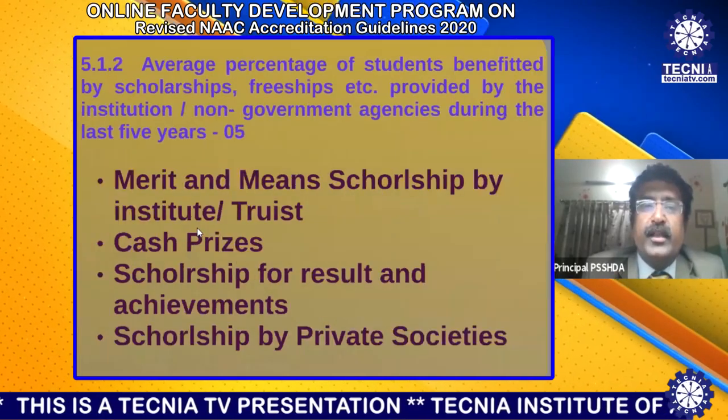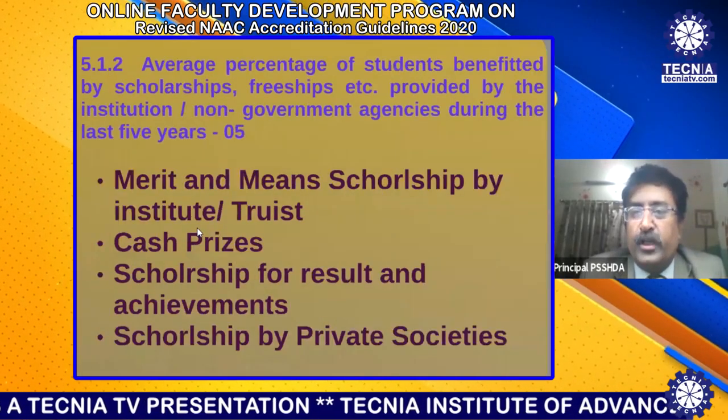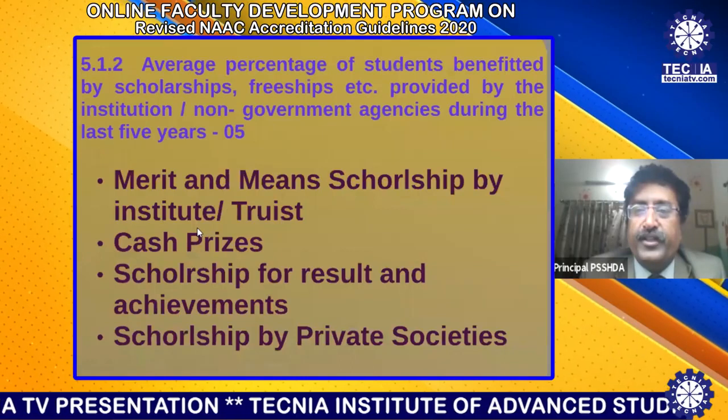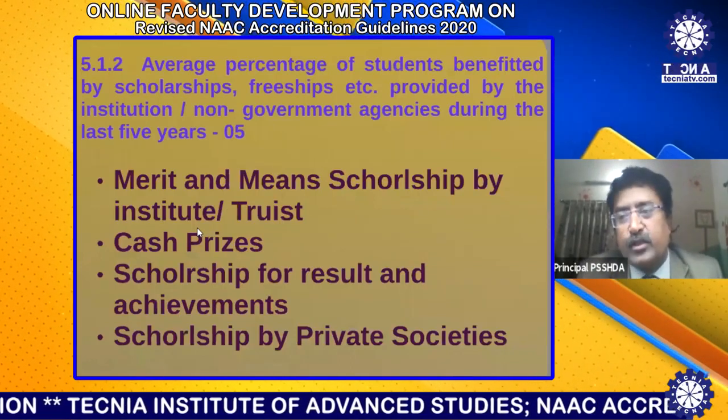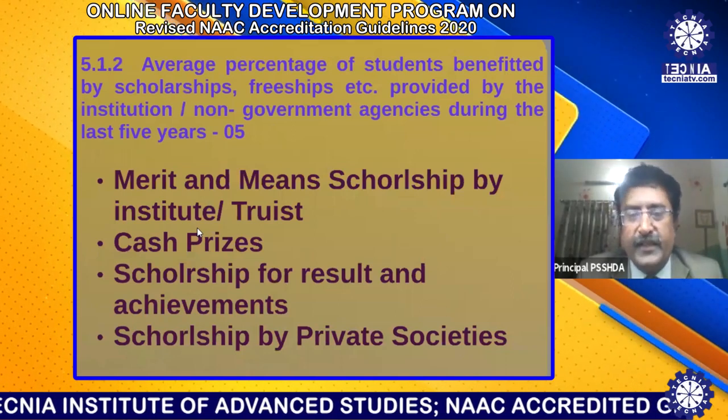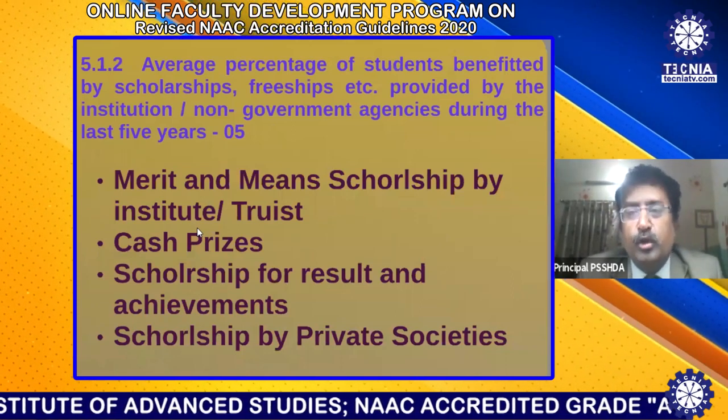The next question is the average percentage of students benefited by scholarships and freeships provided by the institution or non-government agency. So the first question was for government agency. The second part is for non-government agency.